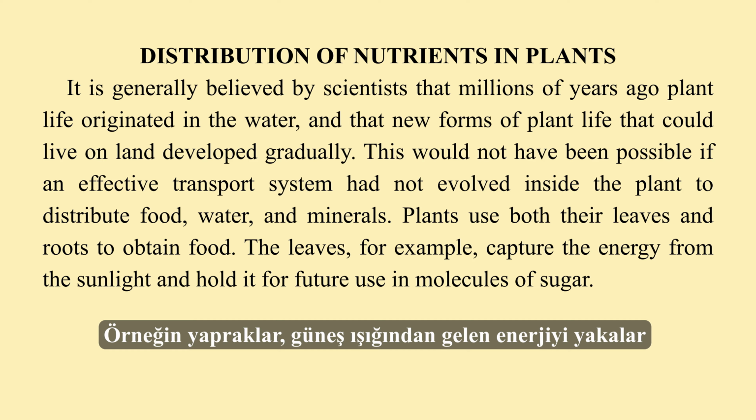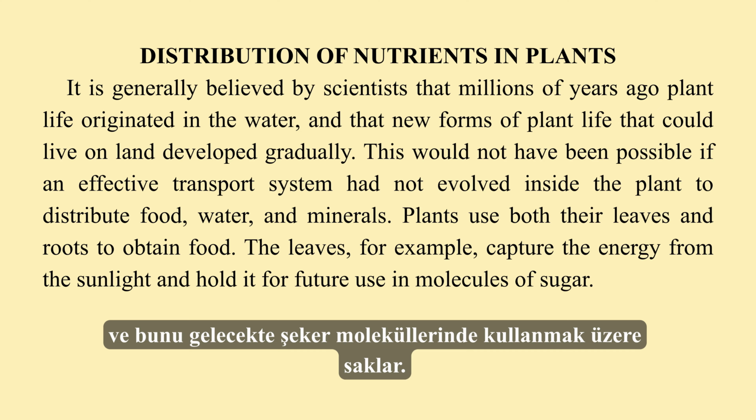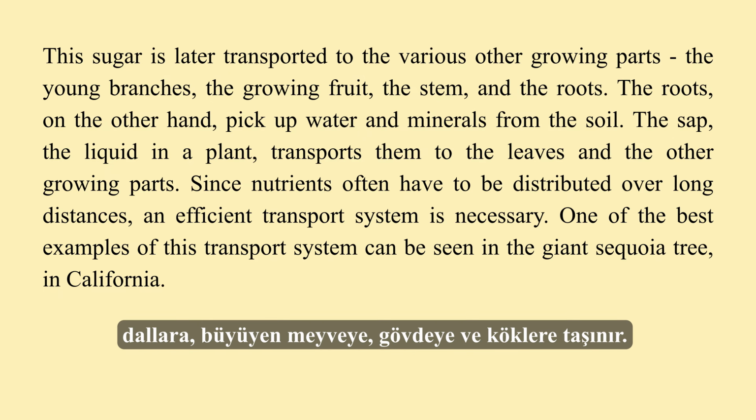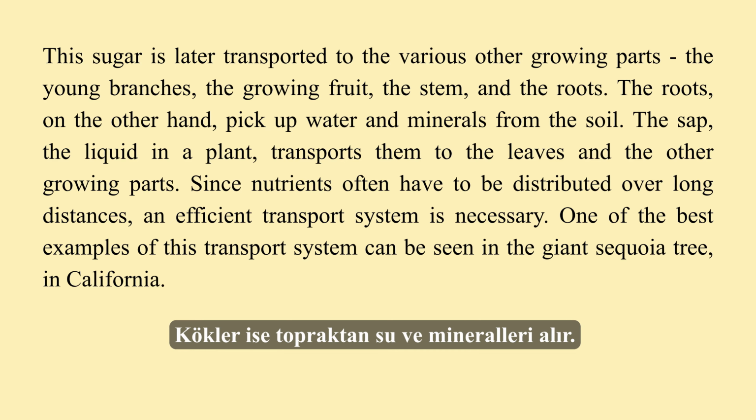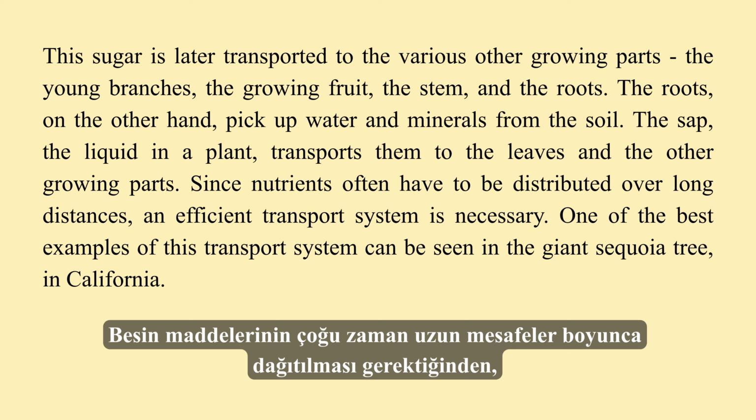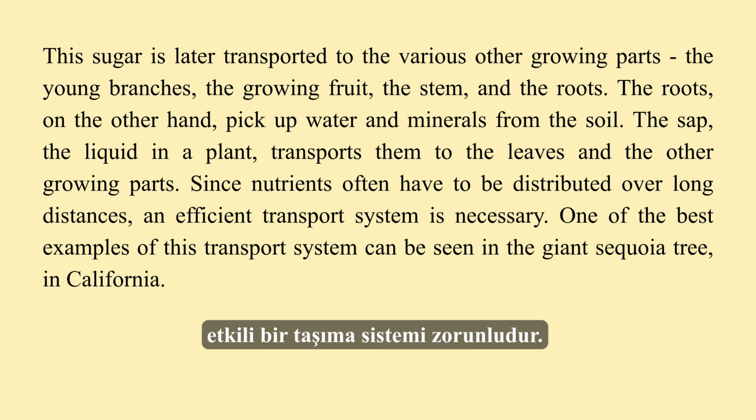The leaves, for example, capture the energy from the sunlight and hold it for future use in molecules of sugar. This sugar is later transported to the various other growing parts, the young branches, the growing fruit, the stem, and the roots. The roots, on the other hand, pick up water and minerals from the soil. The sap, the liquid in a plant, transports them to the leaves and the other growing parts. Since nutrients often have to be distributed over long distances, an efficient transport system is necessary.